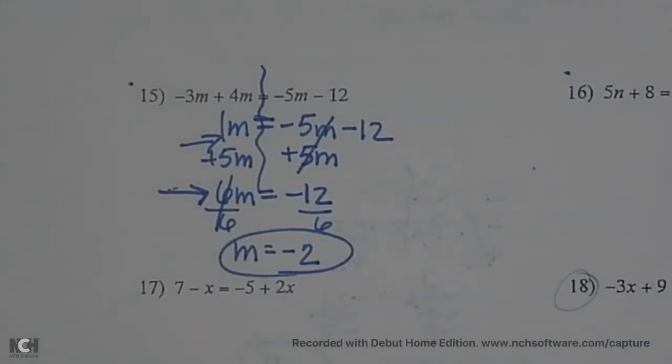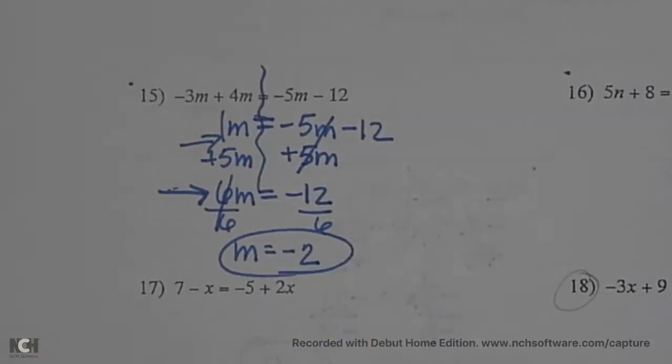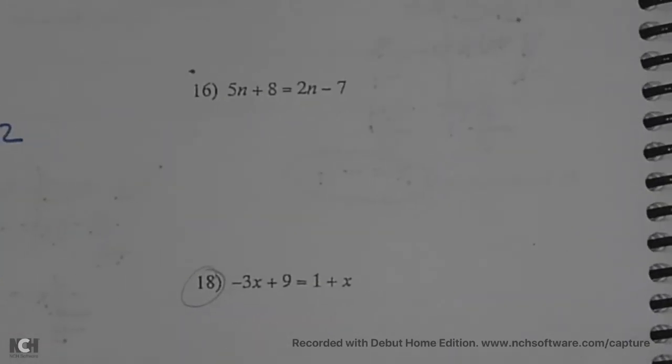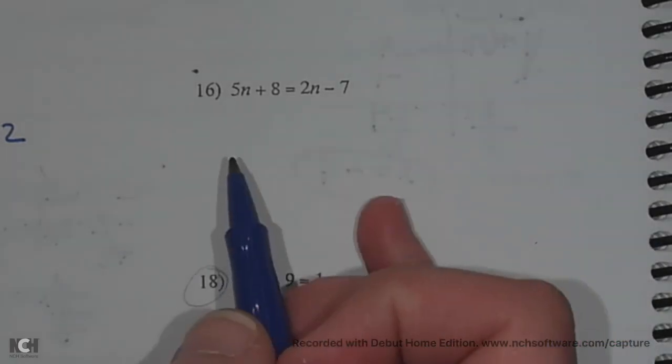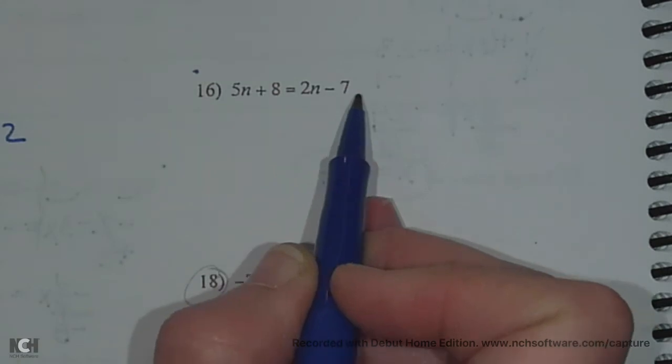So we had a lot going on here. We had combining like terms and variables on both sides, but we managed it. Let's go ahead and look at number 16 also. Okay, so in number 16, we have a lot going on again. We have 5n plus 8 equals 2n plus 7.